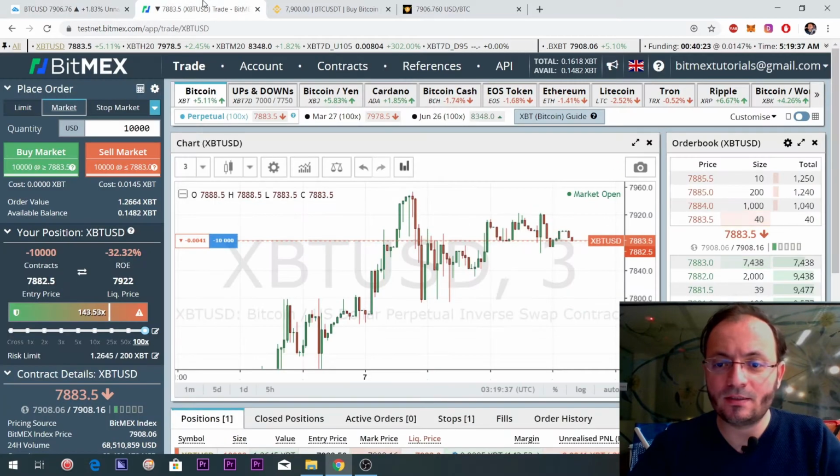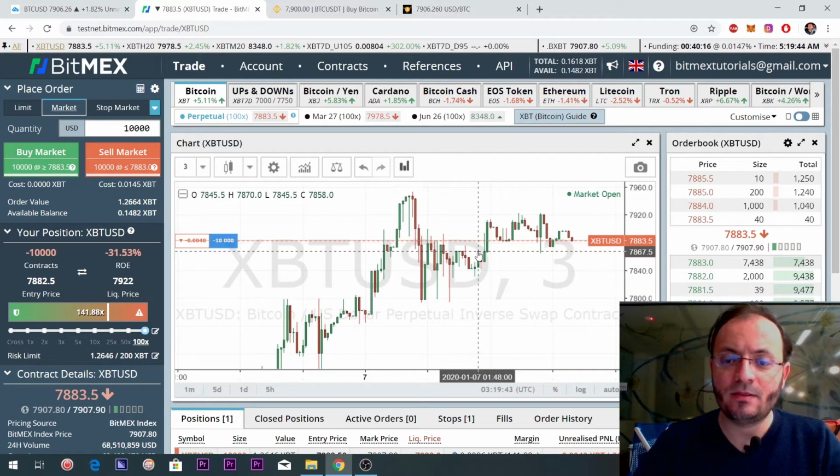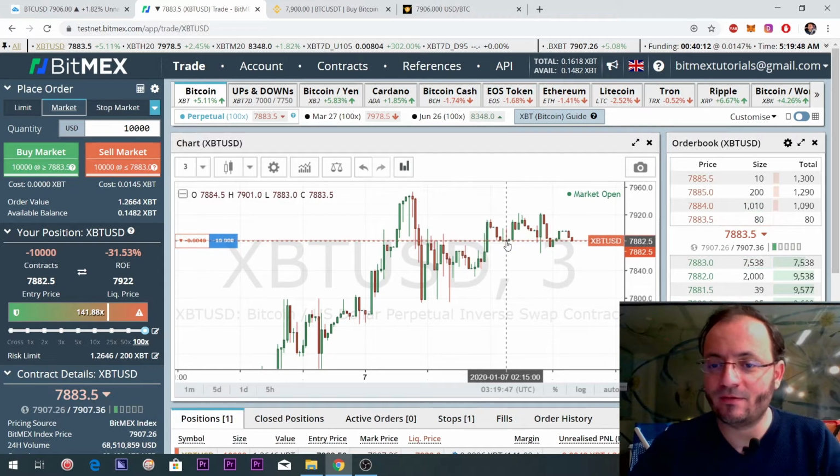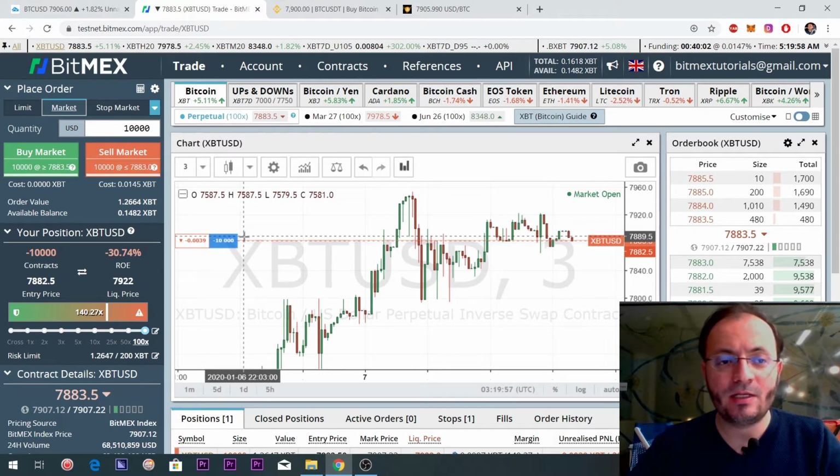Let's look at the Bitmex interface. So Bitmex has two websites. The one in which you can play with real money, with Bitcoin, and another one which is a testnet, in which we will do some tests right now, because it's very risky if you are a beginner to do these trades with real money.